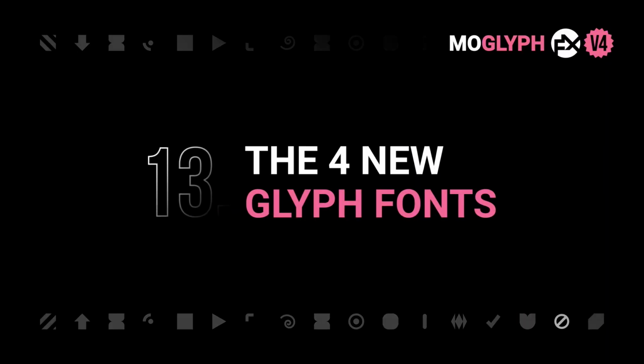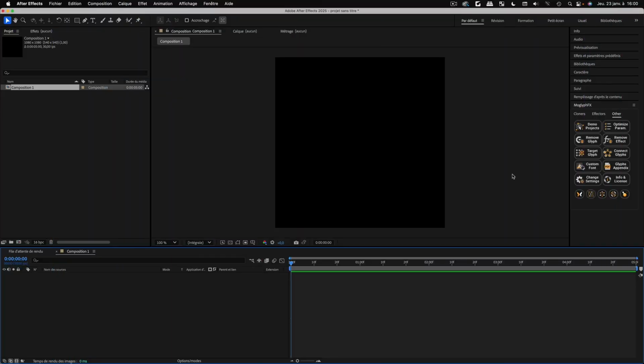So for the other things you have in the other tab, you have the demo project that I've already shown. You have remove glyph, remove effects that work just like in version 3, and you have a custom font that allows you to create your own font for Moglyph.